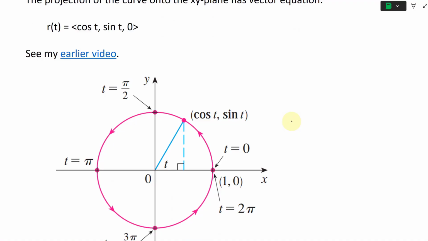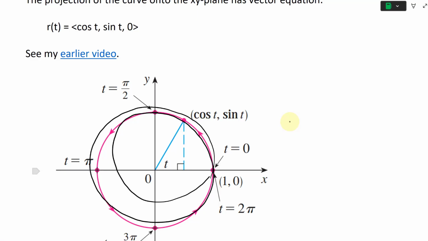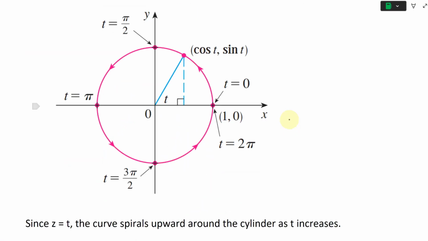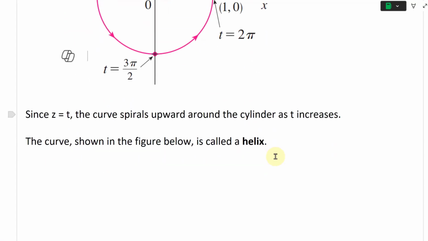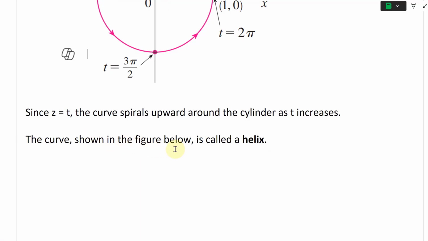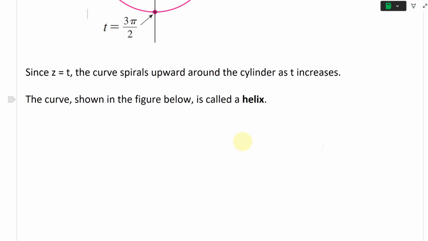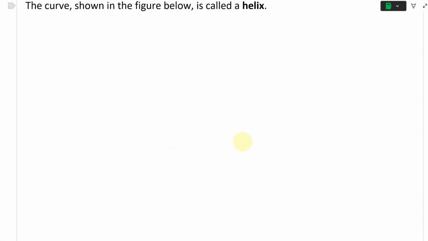But then as your z is increasing, even though it's still going clockwise there on the projection, it's actually increasing more and more as z is increasing. So then the curve spirals upward around the cylinder as t increases. The curve shown in the figure below is called a helix. And so here I'll just graph how it looks like. So it's gonna have a cylinder shaped like this. Let's draw the cylinder first.